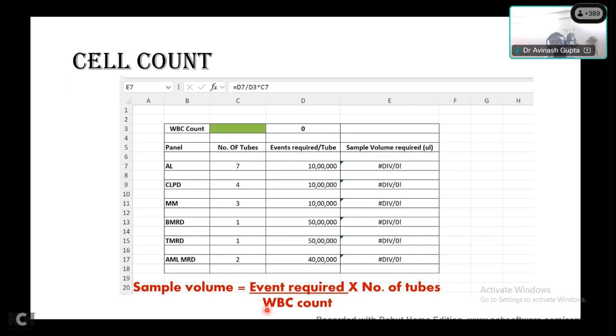So this sample volume calculation is needed: how much sample you need and how much sample you are going to take further for your cell preparation. For that, there is a formula, you can copy it. The sample volume required is the number of events you require in each tube, divided by the WBC count of the sample, multiplied by the number of tubes you are going to acquire for that particular sample.